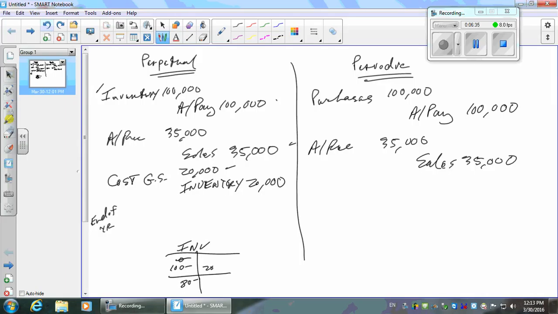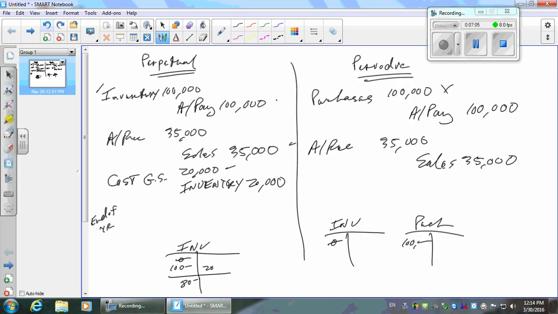What's in my inventory account if I'm periodic, of course? Nope, I put it all in purchases. Nothing. So inventory would have nothing in this case. Purchases would have the 100 in it. So what would be in inventory is the beginning inventory, whatever it is. Got it?